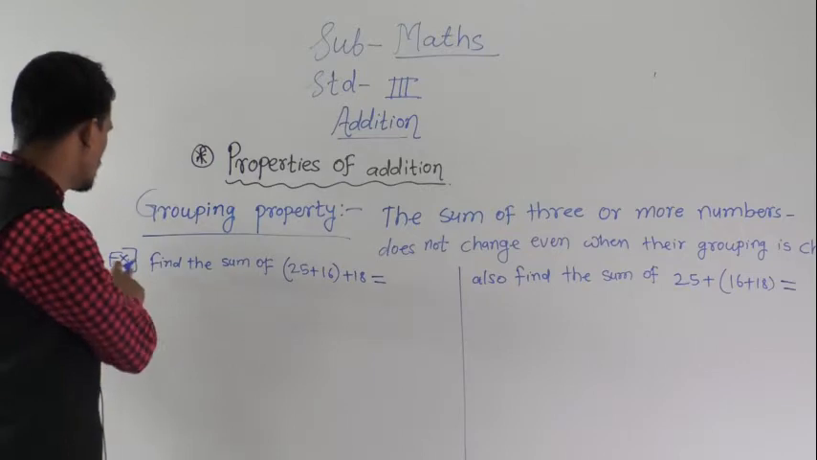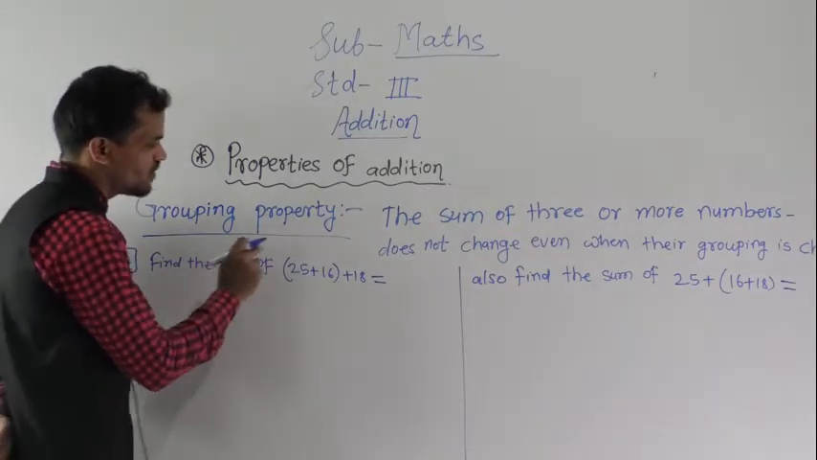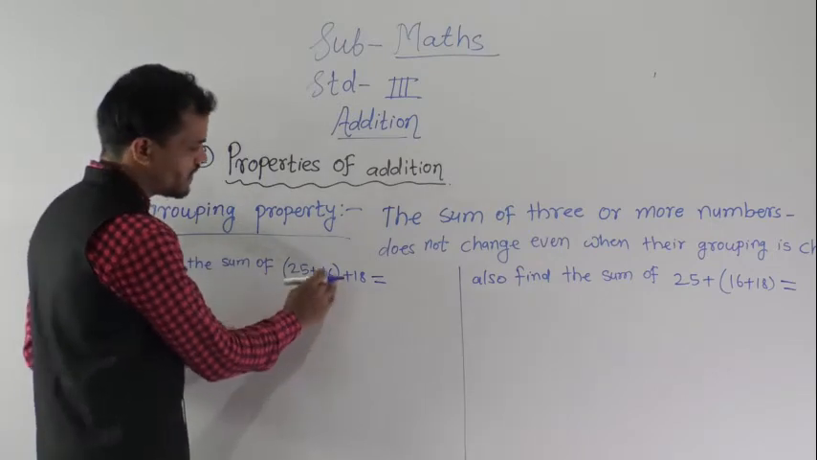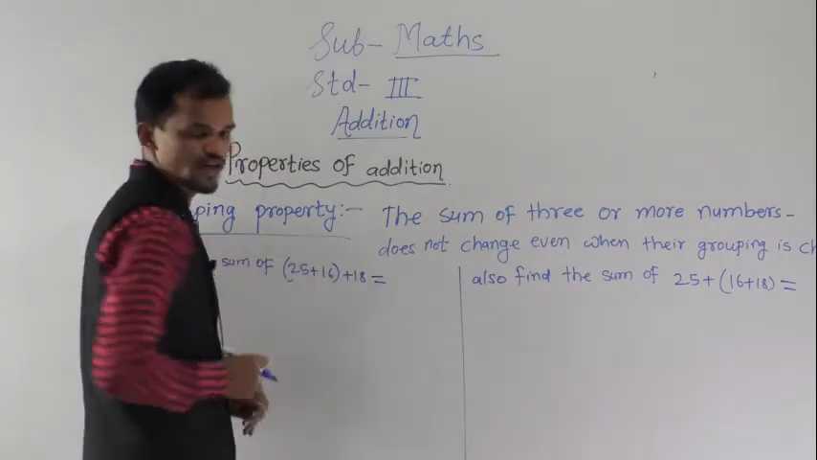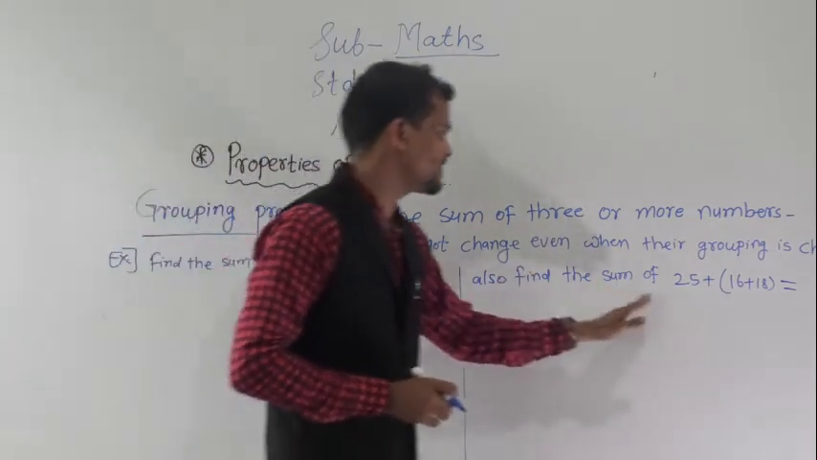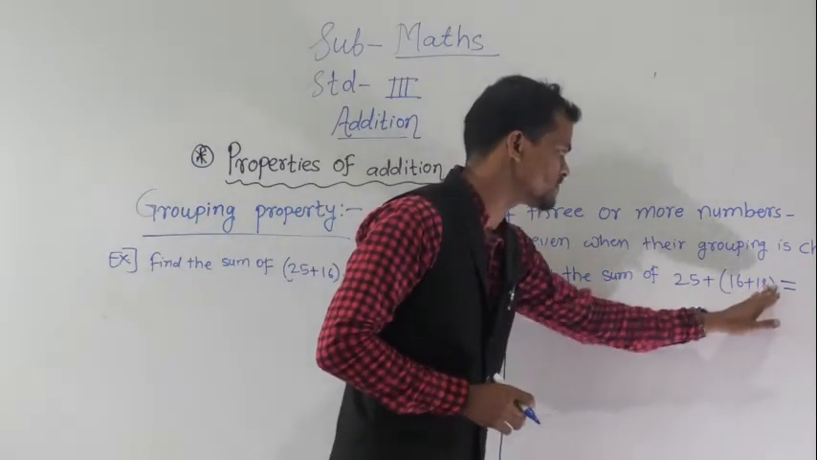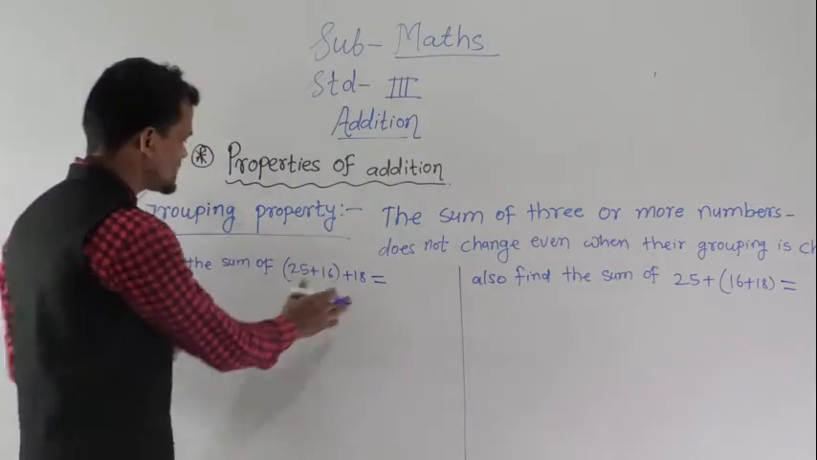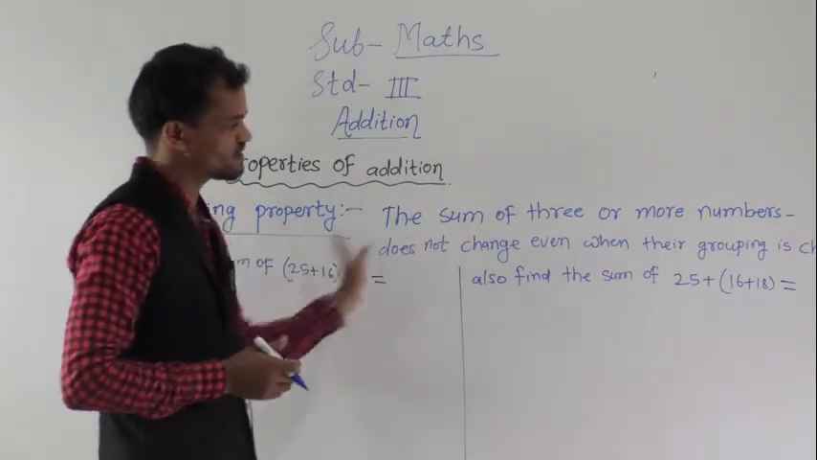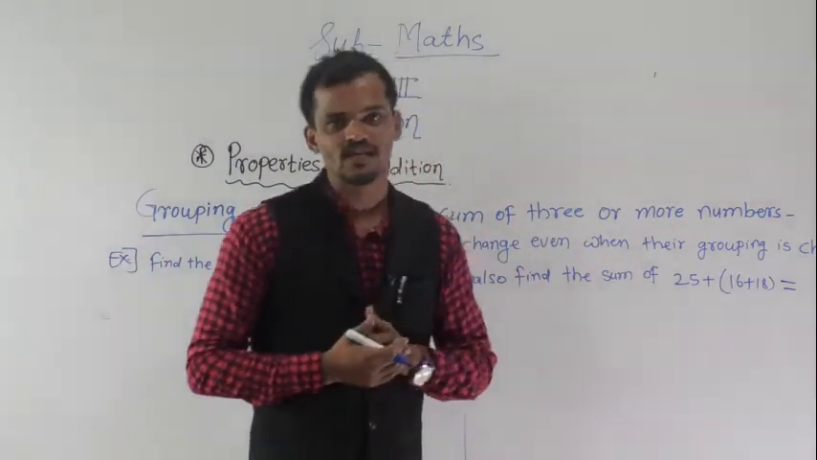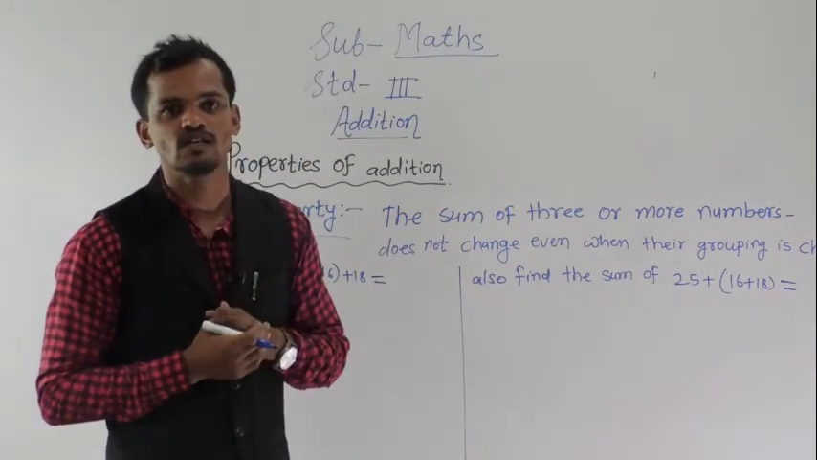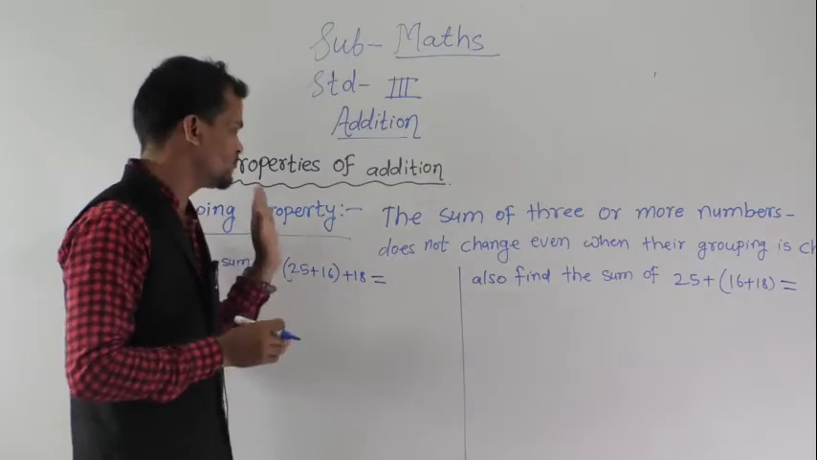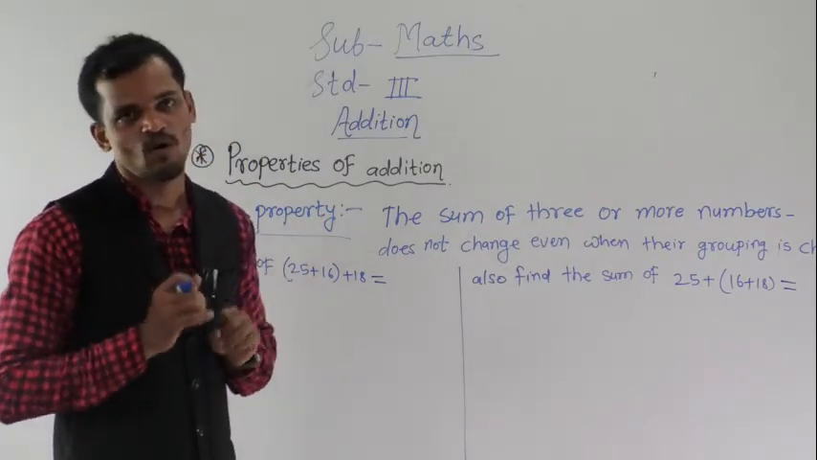So what is the example? Find the sum of 25 plus 16, this is one group, and plus 18. And here also find 25 plus 16 plus 18, so this is another group. Here the numbers are the same in both cases. The numbers are the same, we just change the group, and now we will see if the result remains the same or not.